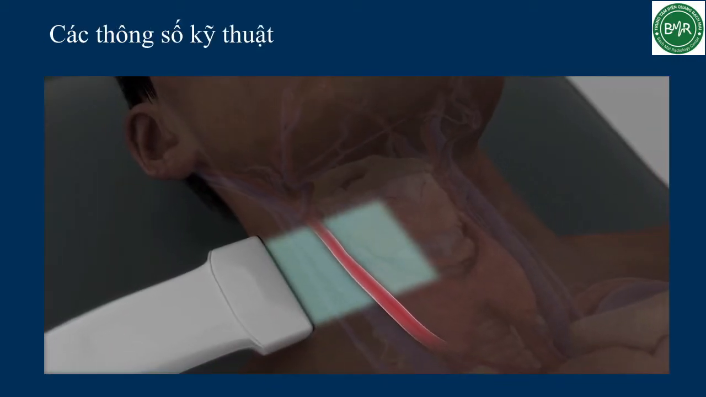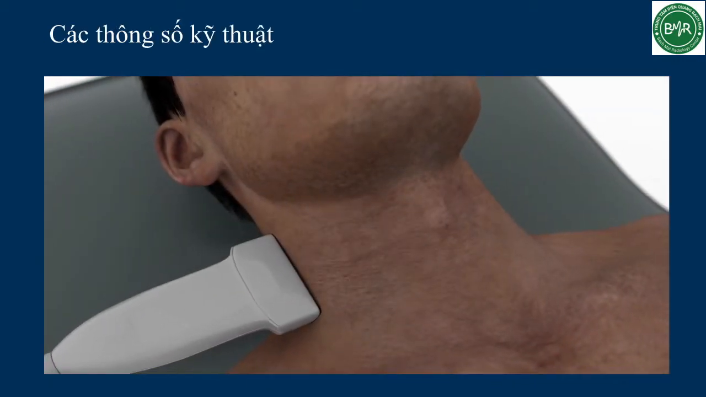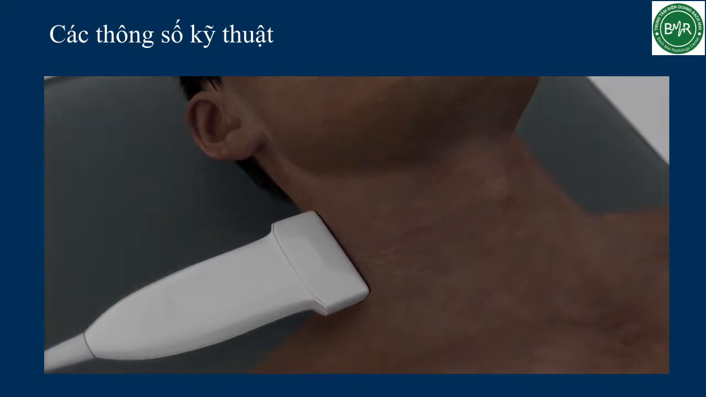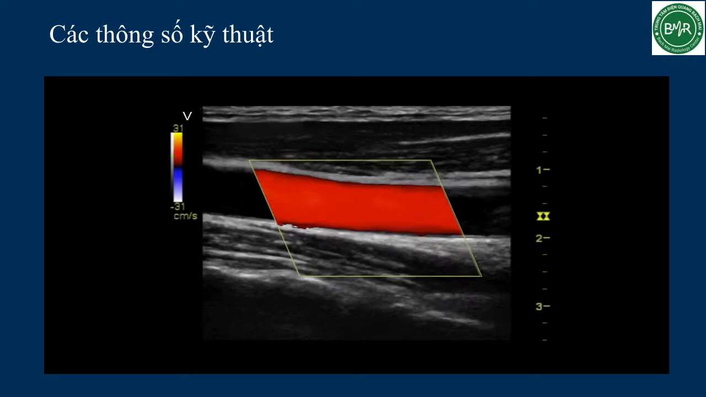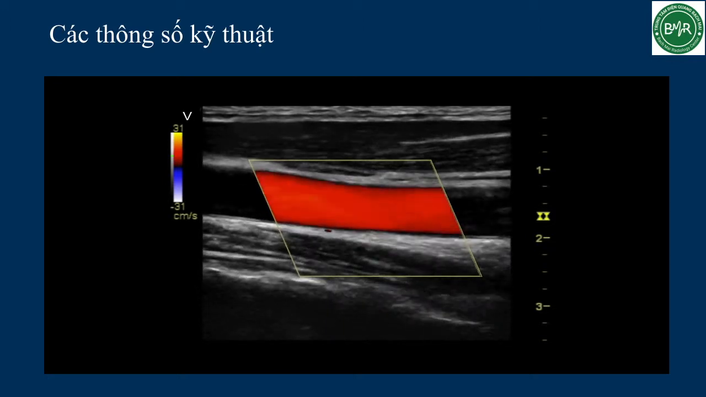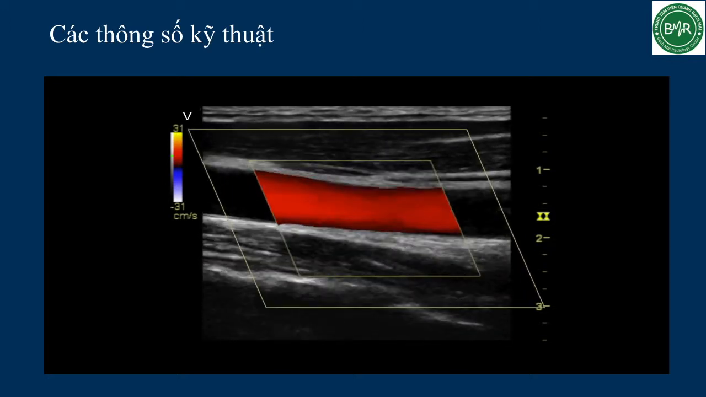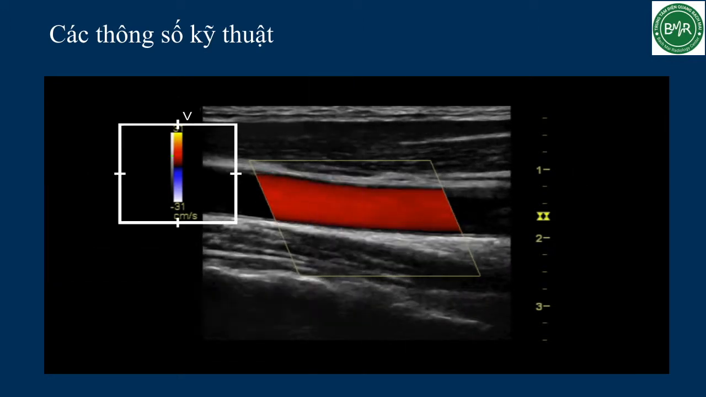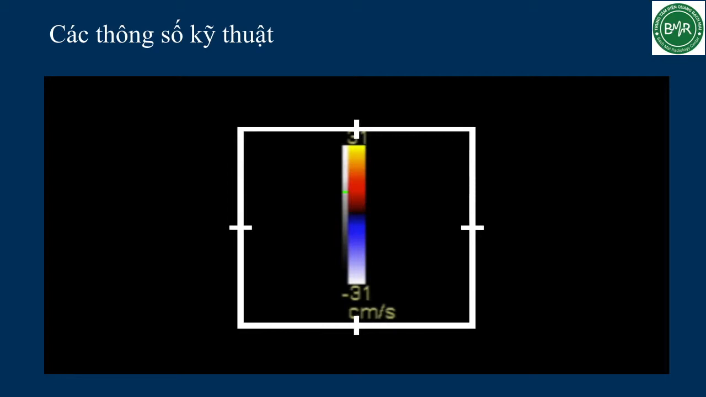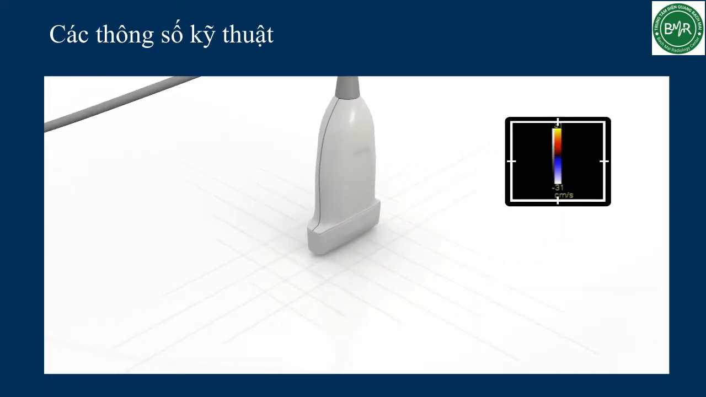Obtain a mid-long axis view of the common carotid artery using a high-frequency linear transducer. Activate color Doppler on the device and position the color box over the lumen of the common carotid artery, or CCA. The color bar serves as a legend that maps color to the velocity and direction of blood flow. Here, the red color indicates flow toward the transducer, and the blue color indicates flow away from the transducer.